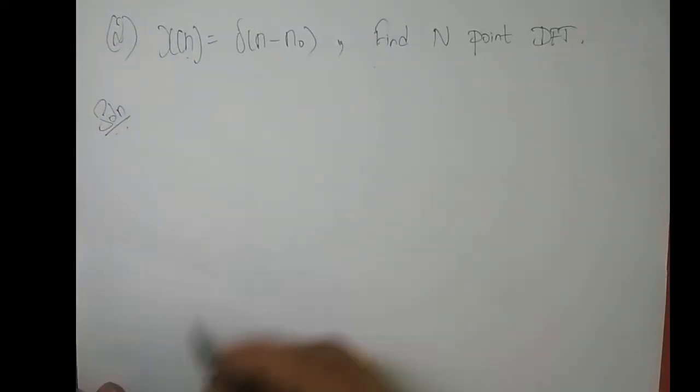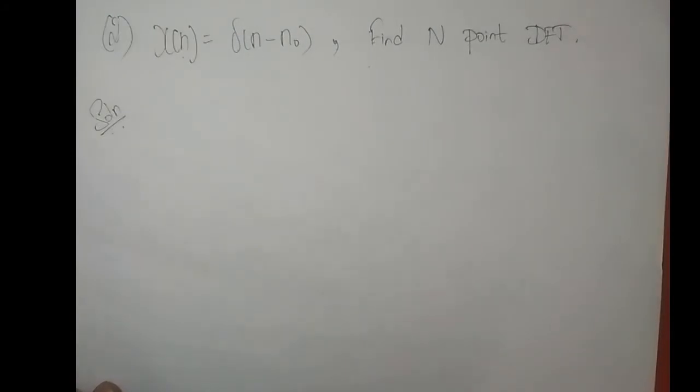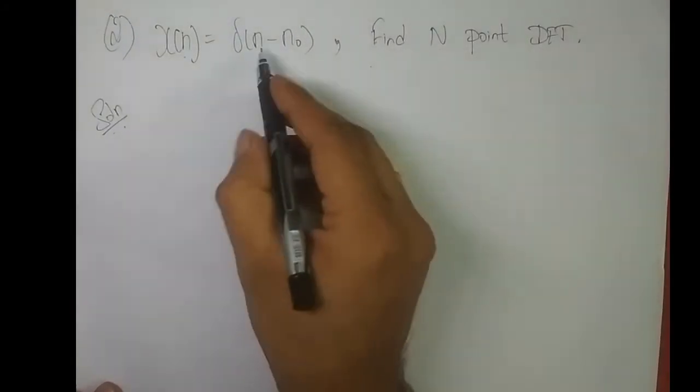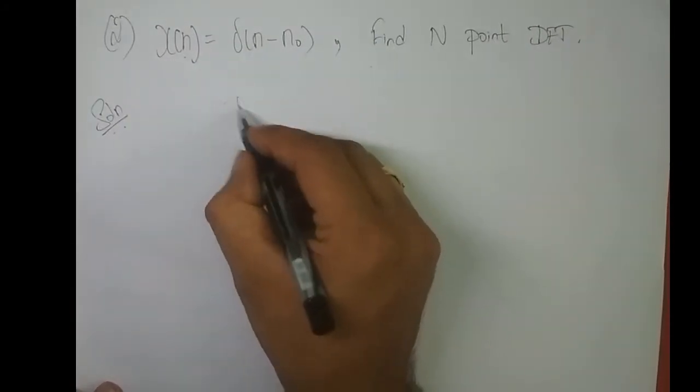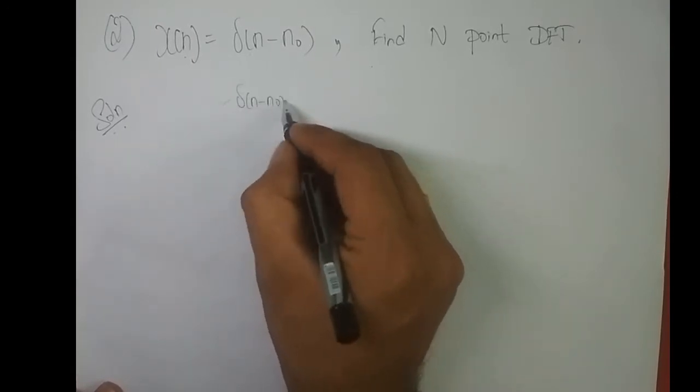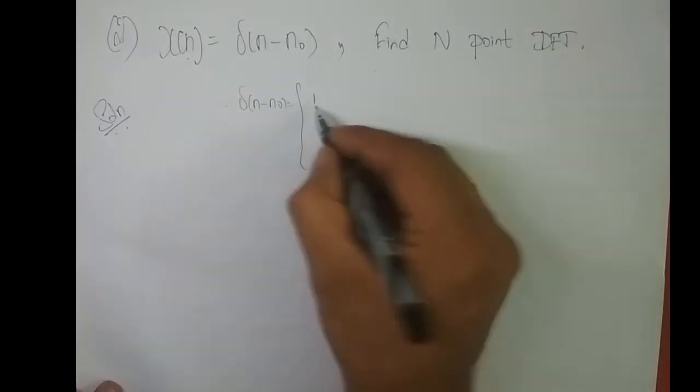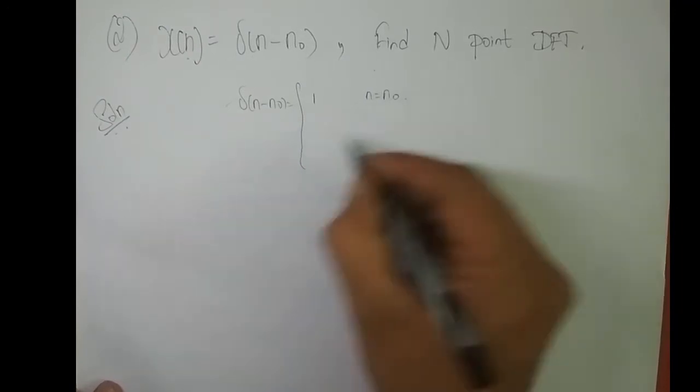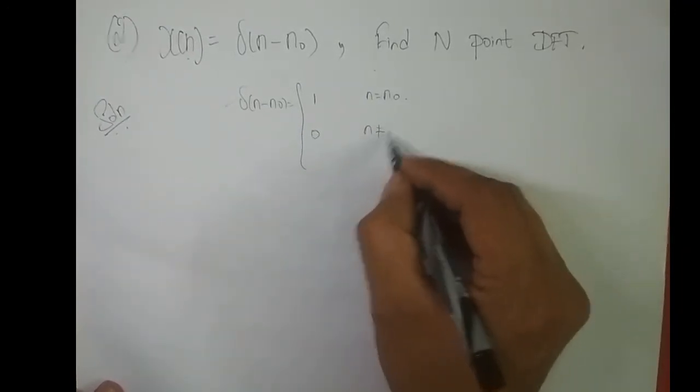So, solution. Before we take up, we have to see what delta of n minus n naught is. How is delta of n minus n naught defined? It is 1 only at n equal to n naught, and it is equal to 0 for n not equal to n naught.